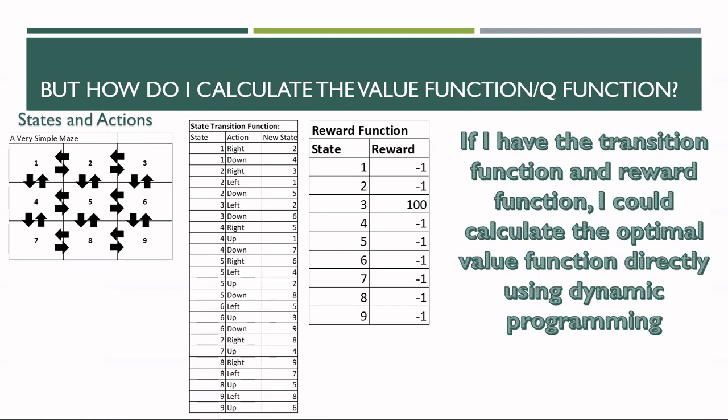So if I have the state transition function and the reward function, which I do in this case, I could use something called dynamic programming to calculate what the optimal value function is, or what the Q function is, and from there get the optimal value function. In fact, I could calculate the optimal value function directly. I don't even need the Q function if I've got the state transition function and the reward function.